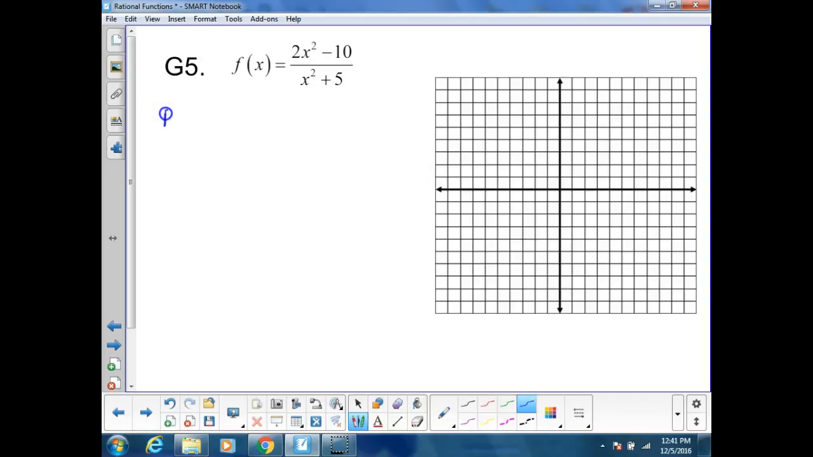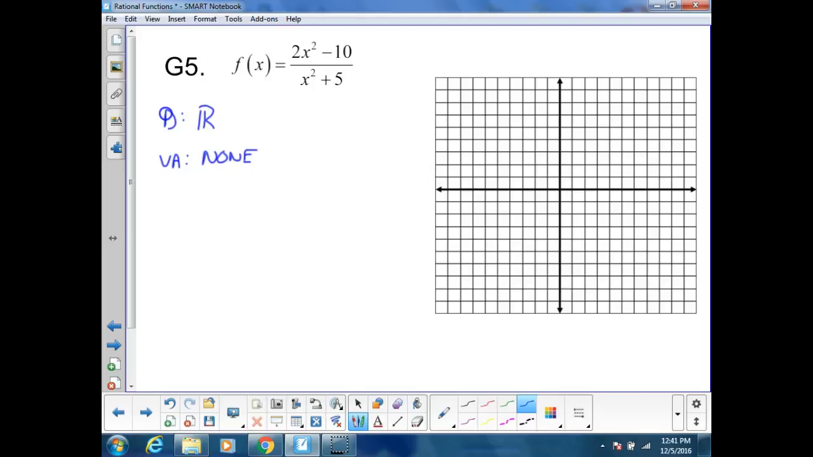Domain. All real numbers. Which means what for my vertical asymptotes? There is none. No real number will make that denominator be 0.